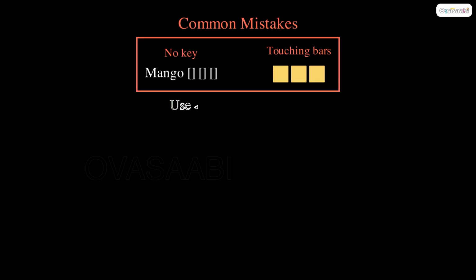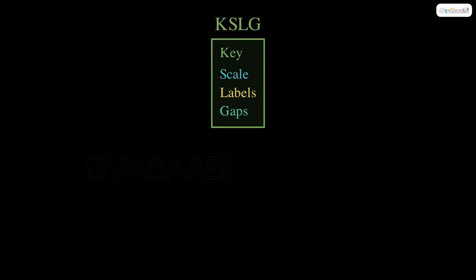Many students get this wrong. They forget the pictogram key. Students also confuse bar charts with histograms. In a bar chart, separate categories need gaps. Remember, KSLG means key, scale, labels, gaps.